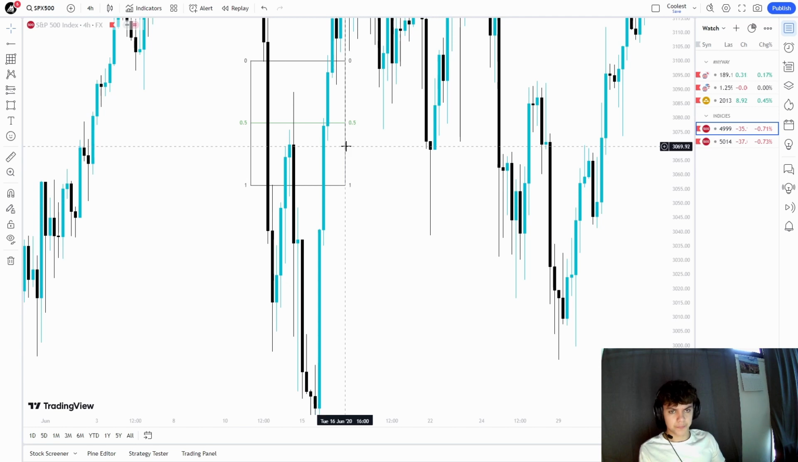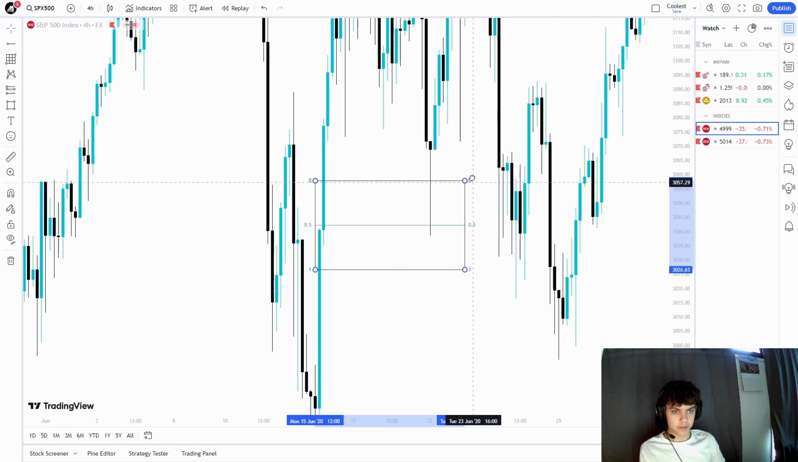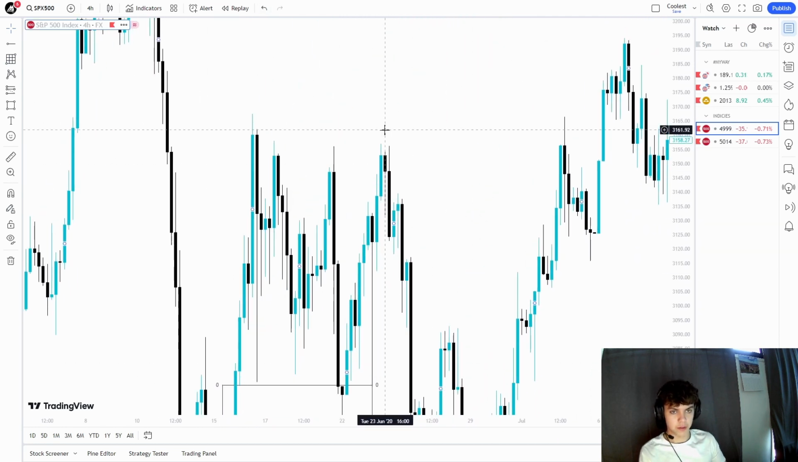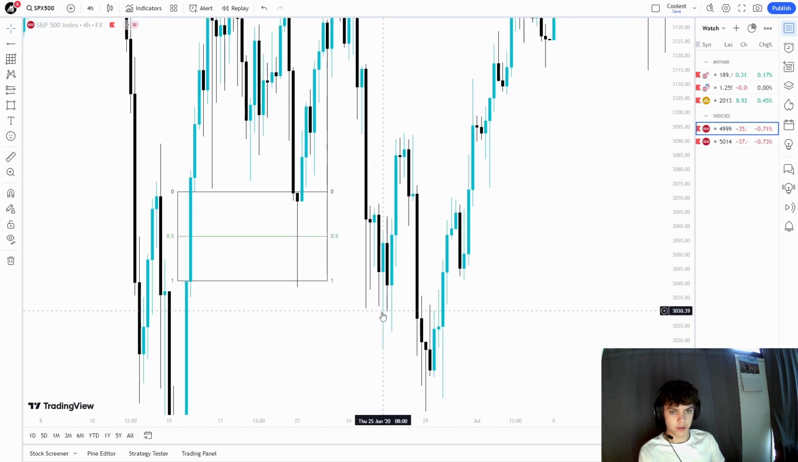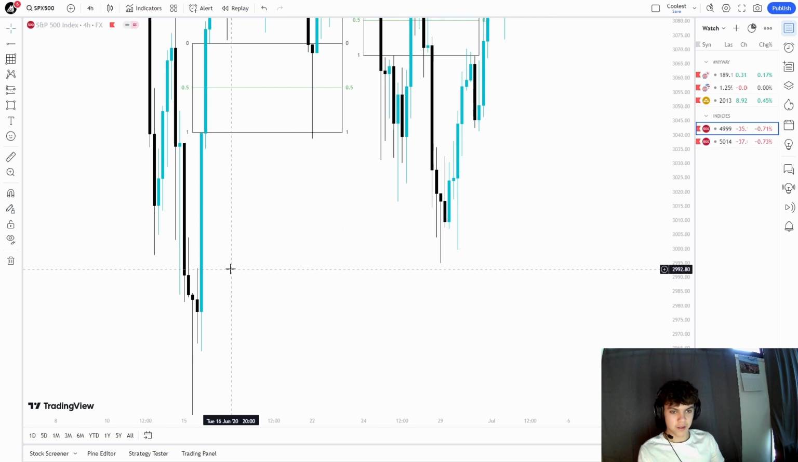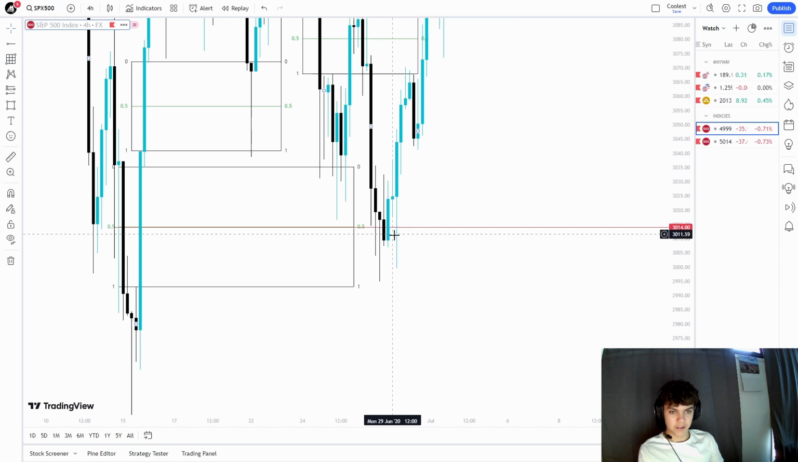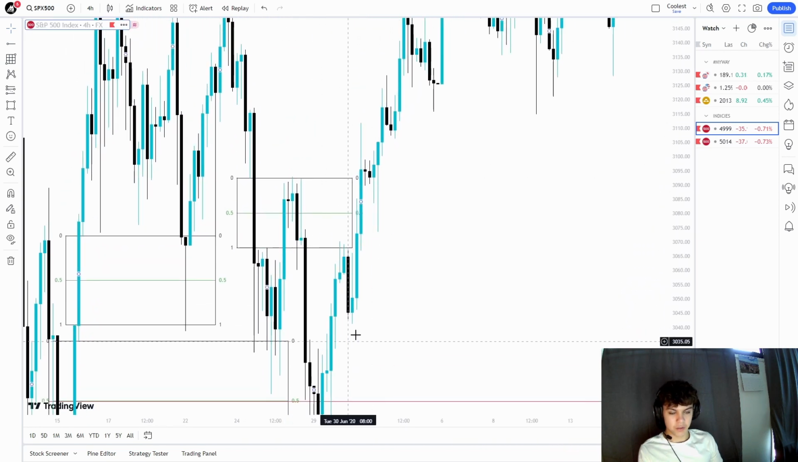Right here. Another fair value gap gets filled. Hold on. Gets filled, goes up. Sweeps liquidity. Goes down, sweeps liquidity. Break structures. Fills imbalance. Fills imbalance. Break structure goes down. Fills more imbalance. Fills this imbalance. Break structure, low time frame, goes up.